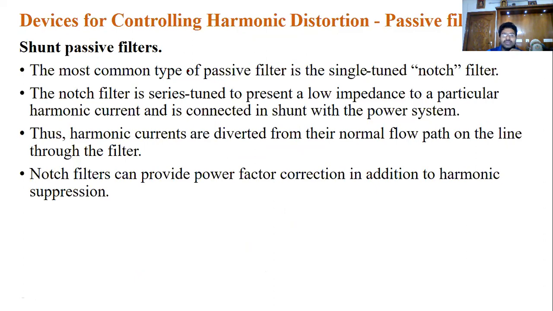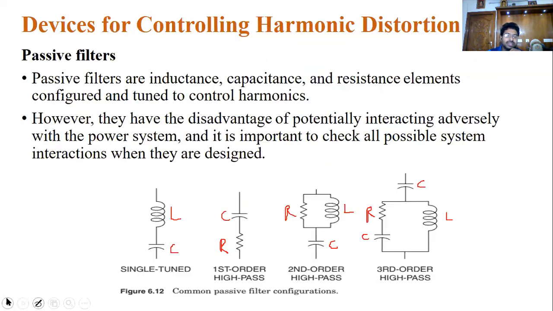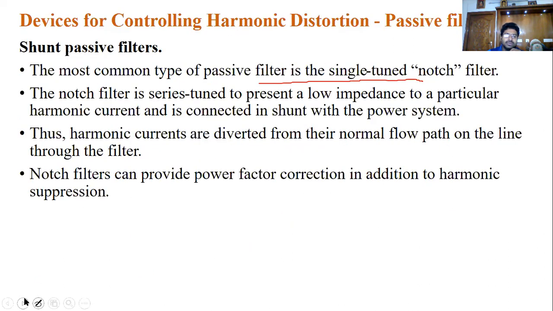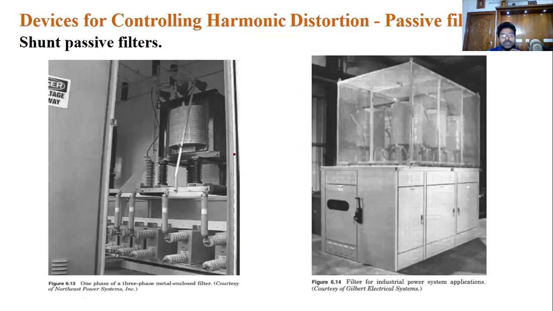So what is the advantage of the shunt type? Most filters are single tuned filters, like this. Single tuned filters, most of them. There is some drawback also. This is some example of the shunt filters. This is the inductor L. These are the capacitors, the capacitor banks. These are the fuses.